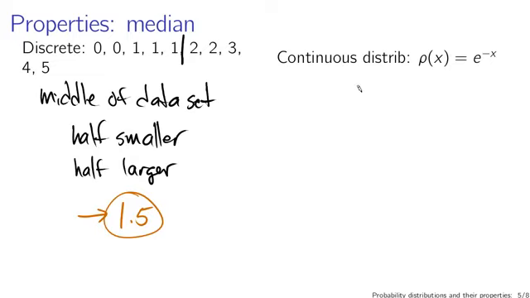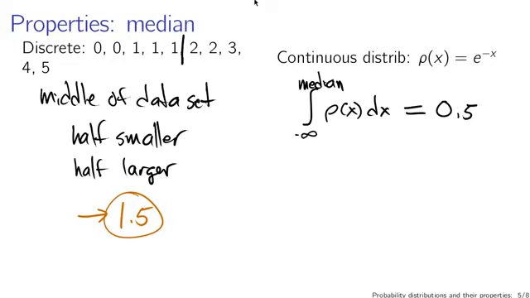In the context of a continuous probability distribution, the median is the number such that your probability adds up to a half. So if I integrate from minus infinity, the lower possible limit that you could possibly have, up to the median, rho of x dx, I would get 0.5.